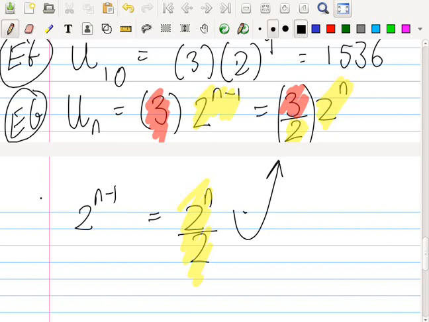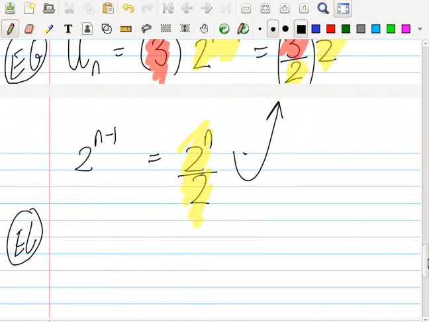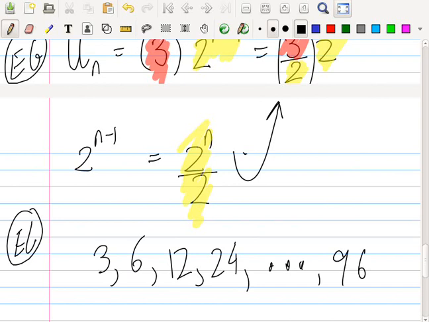Now, another example. Suppose I take my example again. What did I start with? Was it 3, wasn't it? 3, 6, 12, 24. Isn't that right? Dot, dot, dot, 96. So just like the last lesson, I want to know how many terms there are.